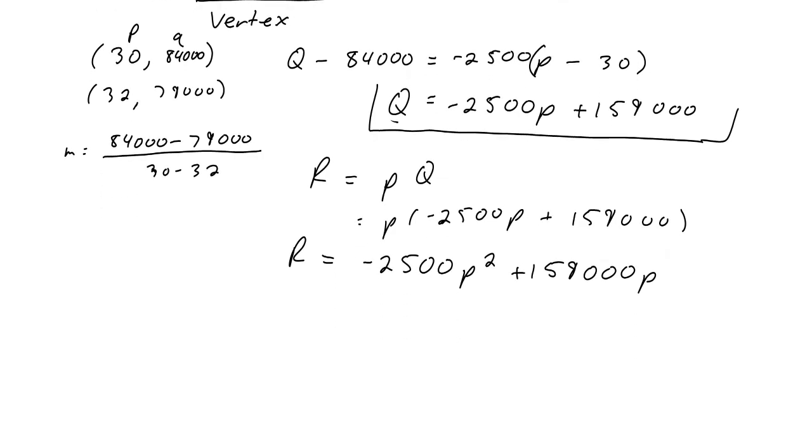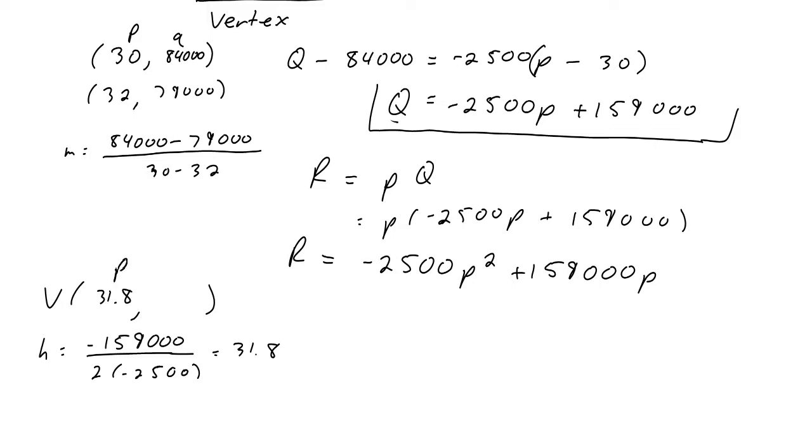What we want to do is maximize that function. Maximizing that function, that has been finding the vertex. Finding our vertex. All right, our h value will be negative b over 2a, so negative 159,000 divided by 2 times negative 2,500, which is 31.8. All right, now that is a price, so that is in dollars.